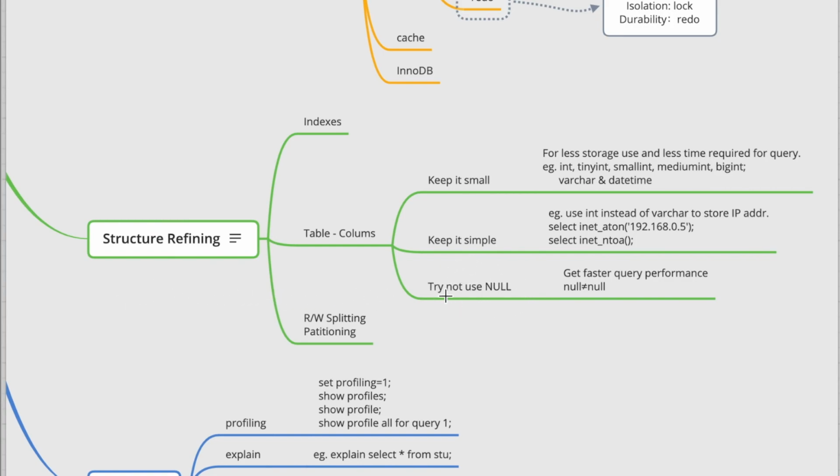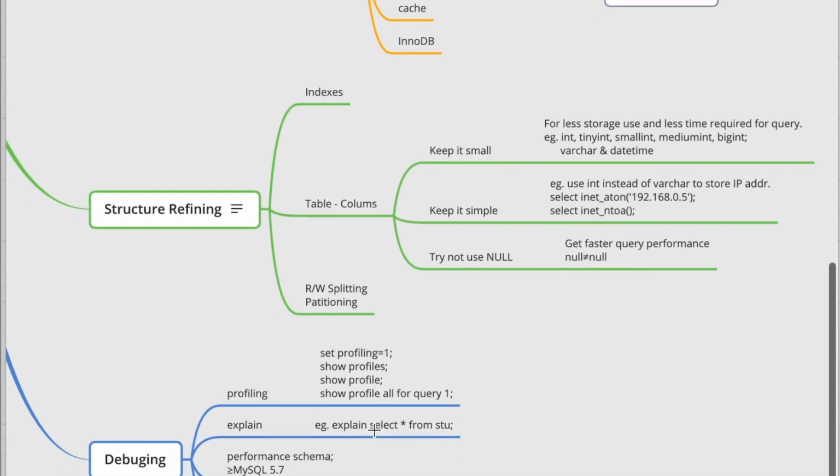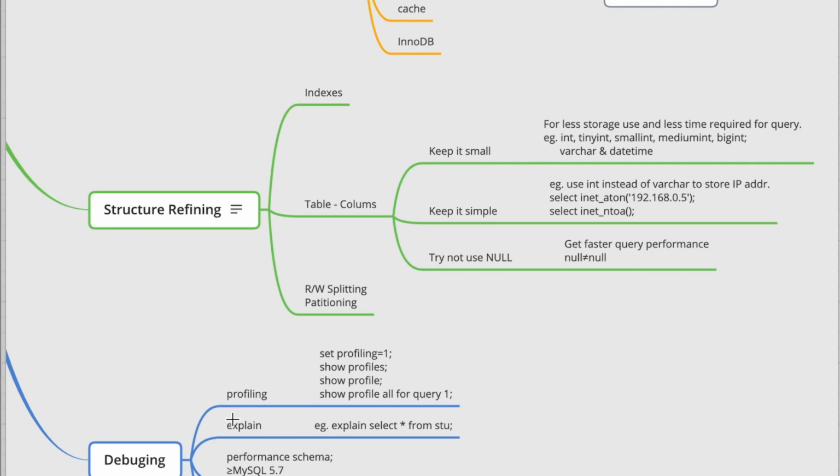In addition, sometimes you may need to change your table structure, removing null values, setting a default value instead, and changing column value types to keep them small and simple. For example, using datetime or date to store a timestamp rather than using varchar. Another example would be using int to store an IP address to reach better query performance with less storage consumption. At last, to figure out where the bottleneck is, you can seek the help of tools like profiling and explain.